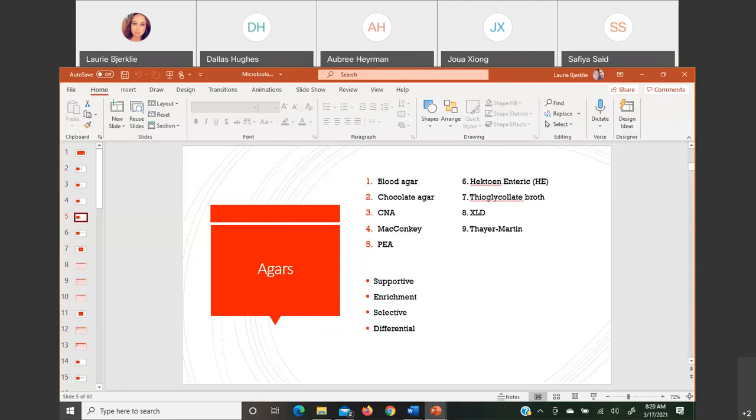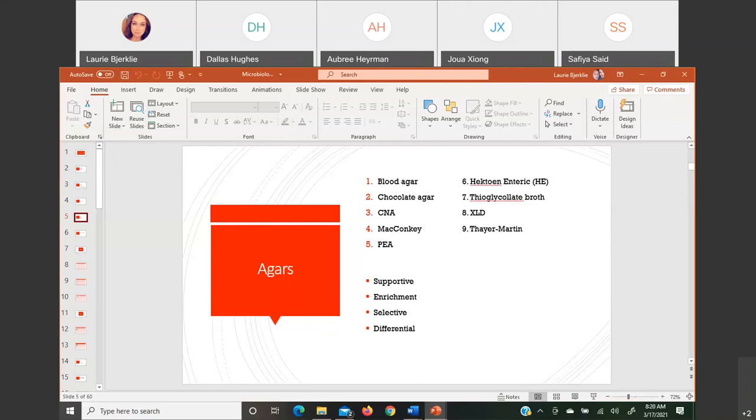XLD agar has the exact same purpose as HE. So again, looking for Salmonella and Shigella. I know somebody had mentioned that earlier. So it is selective and differential again on this one, screening for that Salmonella and Shigella. In this case, Salmonella and Shigella will be clear colonies on that XLD agar as non-fermenters. Now, one little tip again, Salmonella can produce some H2S, so it might have a black center to the colony because of that H2S production.